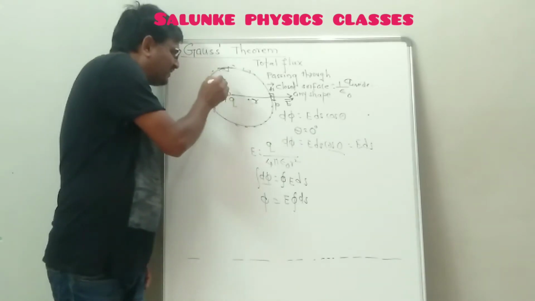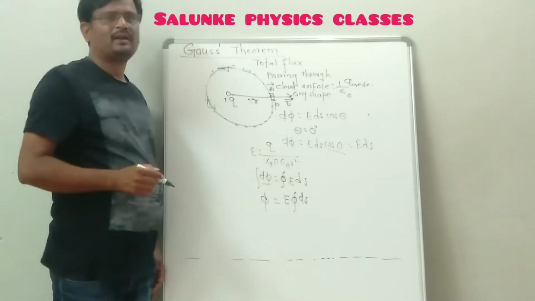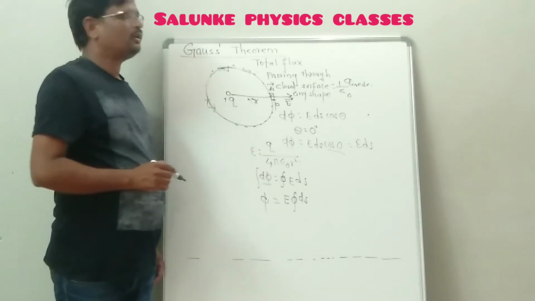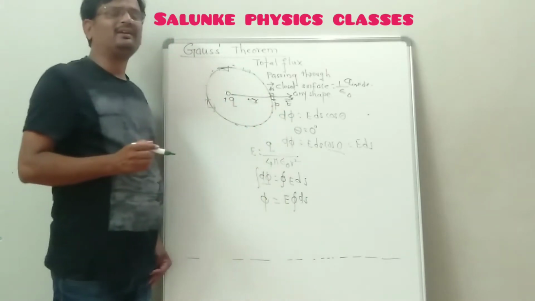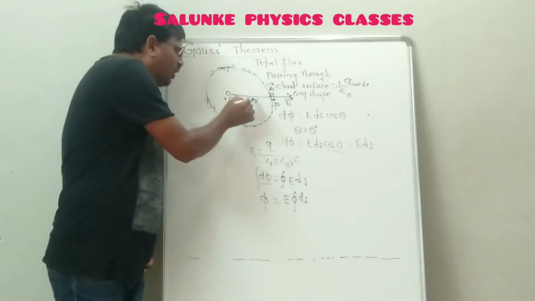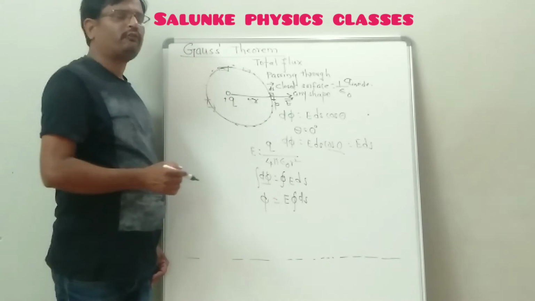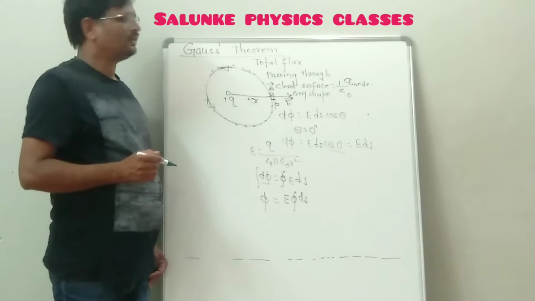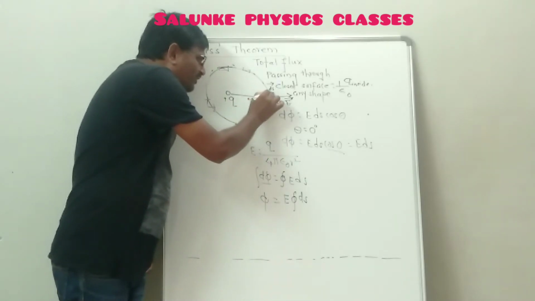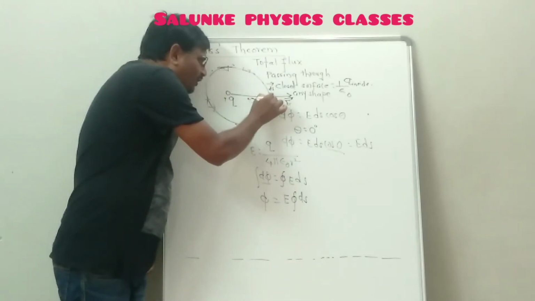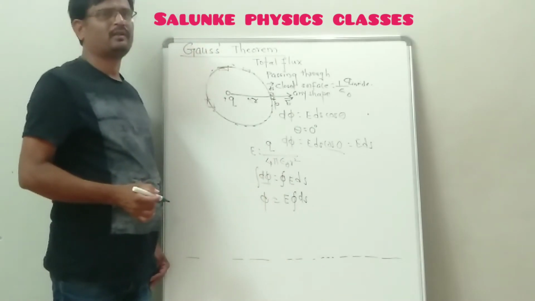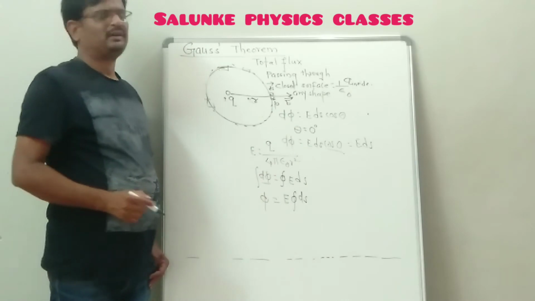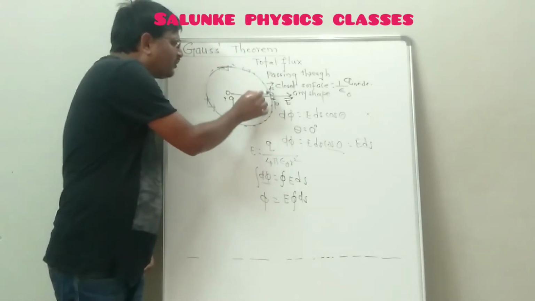Plus Q charge is taken at point O at the center of the sphere. Point P is placed at a distance small r from the charge plus Q. Here we have drawn the small area ds on the surface around point P. This area is very small.